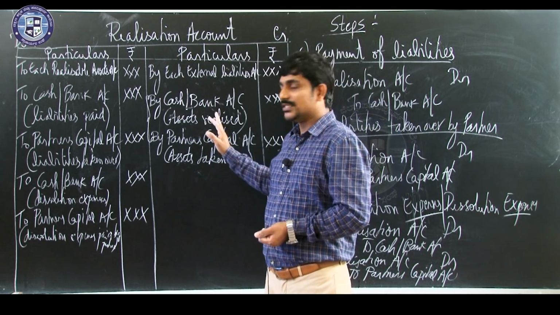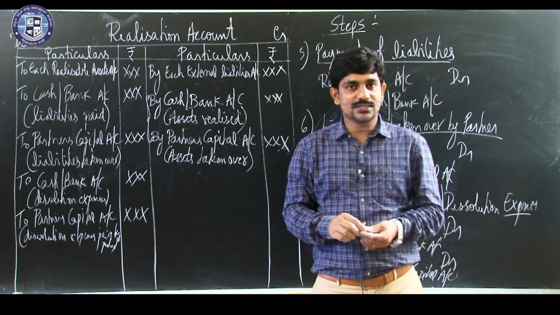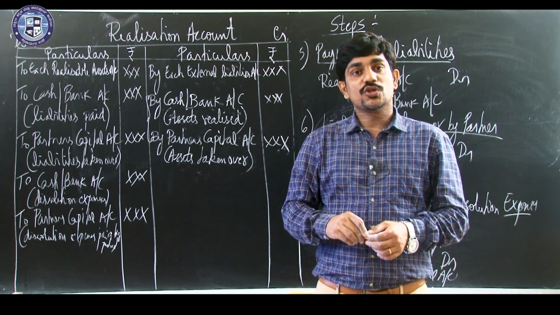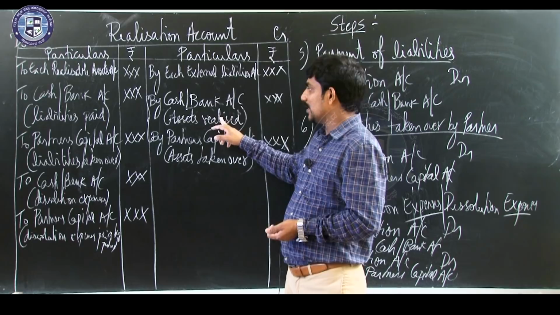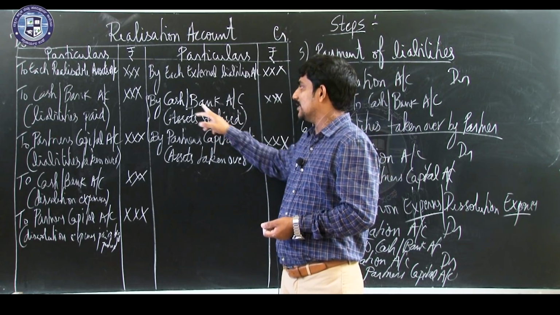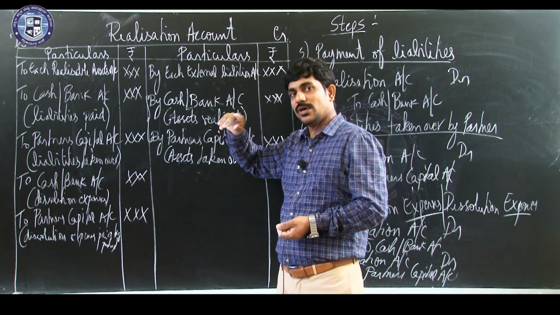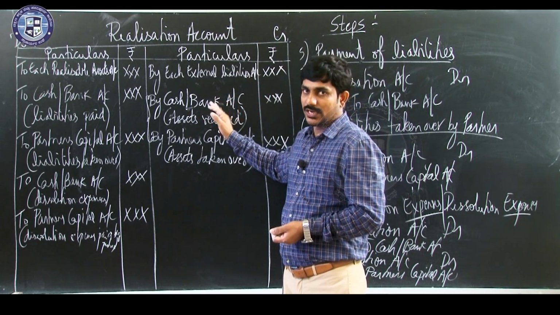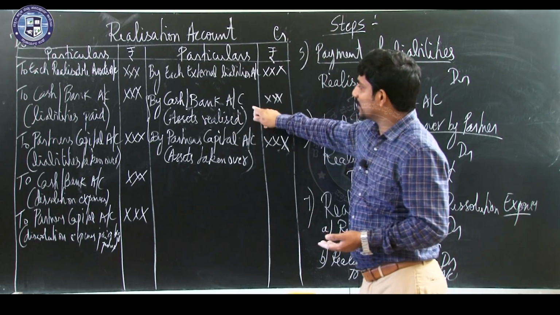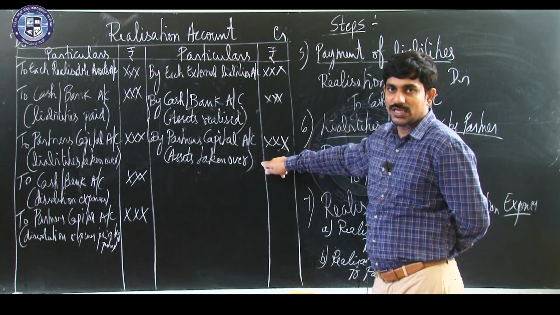In the balance sheet it is given, but adjustment is not there about assets realized and assets taken over. That time you have to record those tangible assets as assets realized, that is you have to record under cash or bank account at book value only. Whatever balance sheet value is given, the same value you have to record. So, that is assets realized and assets taken over, it will go to the credit side.